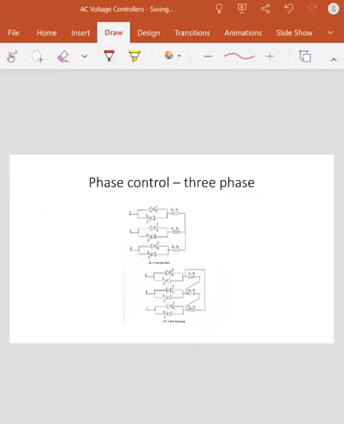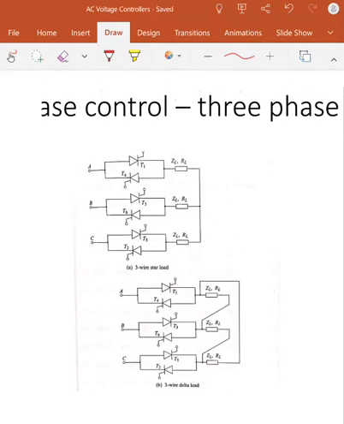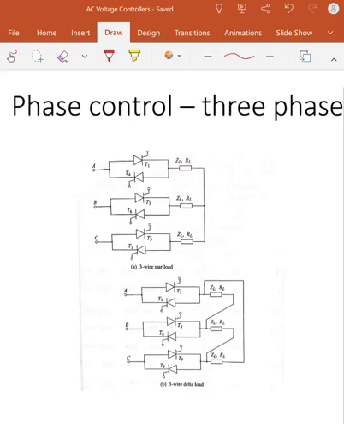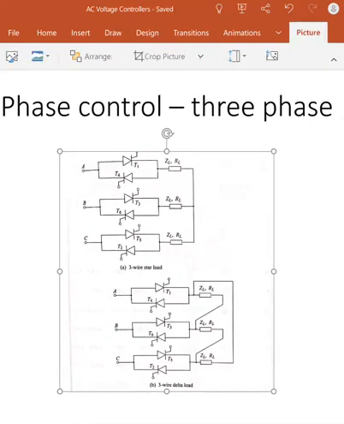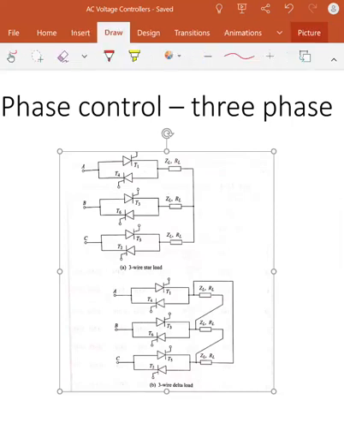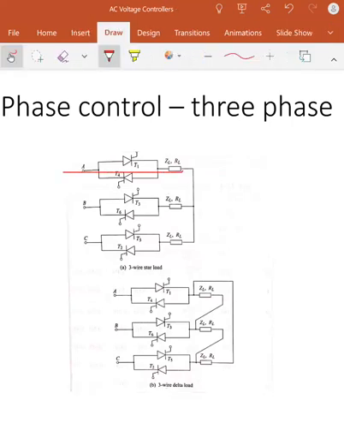Now let us go for three phase control. Here we are going to do nothing new. What we are doing here is the same waveform. There we have done it for one phase. Here we are going to do it for the other two phases. That's it. But the only difference is we are going to do it with a phase difference of 120 degrees. Why? Because it is a three-phase circuit.